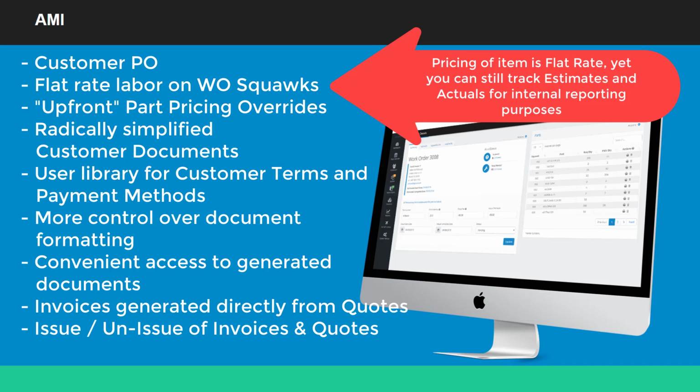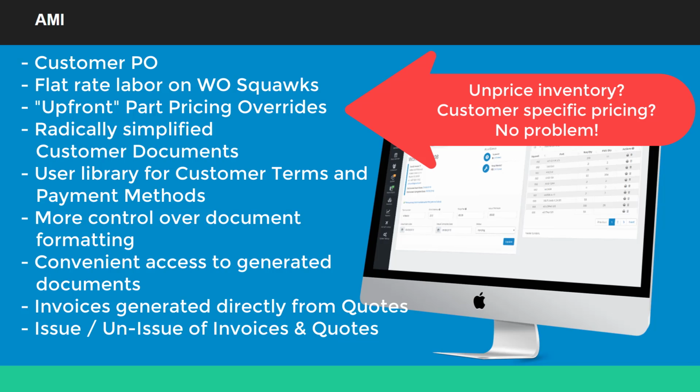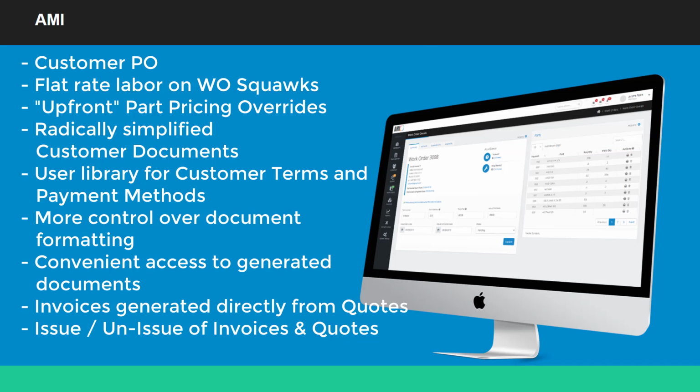We have the ability to define upfront part pricing overrides, we call it. Some of you have your inventory fully priced and others do not. So with this upfront pricing override, you can set the price for that particular part per work order. So you can, if you want, have different prices for different customers.